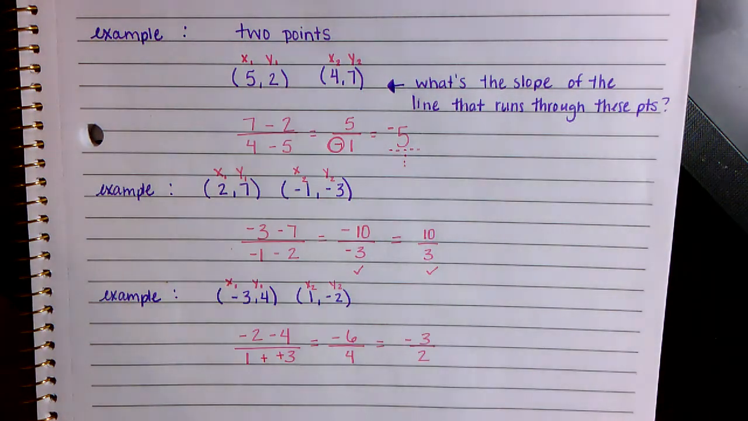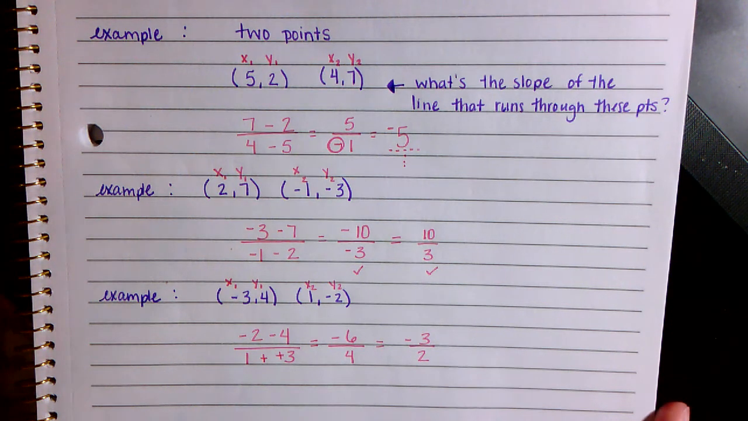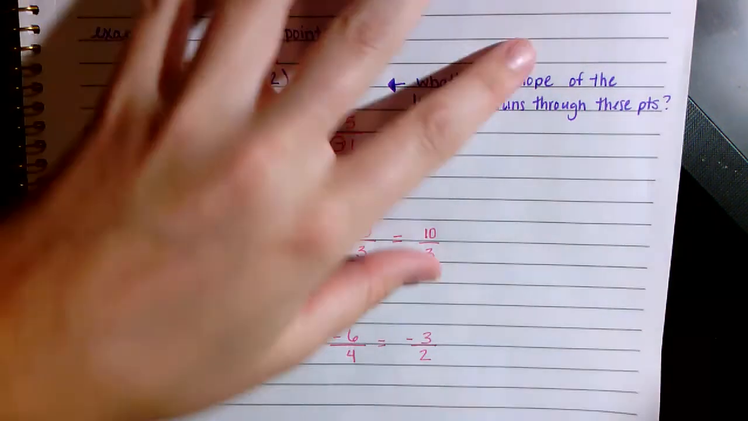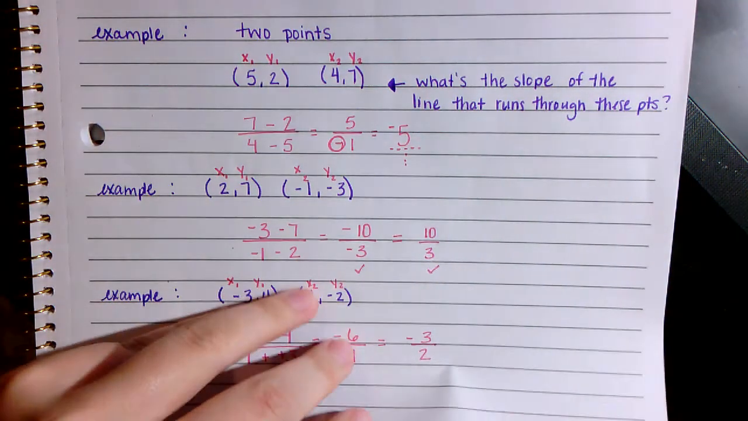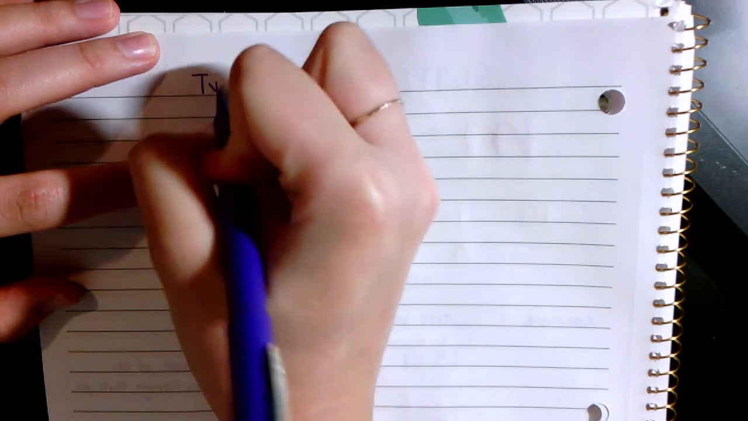So now I want to flip this page over, and I'm going to show you the 4 different types of slopes that you could have. This is how you find the slopes, and then there's different types of slopes and what they look like. So on this side, I want you to title this types of slope.